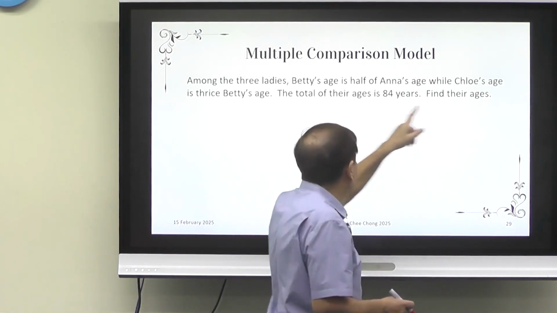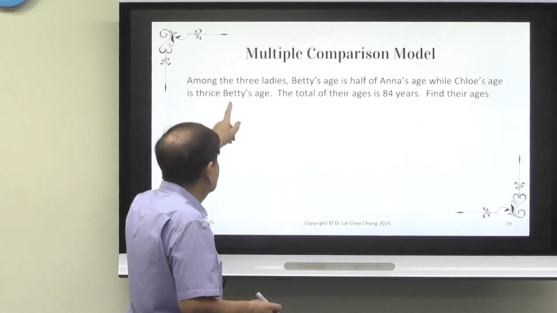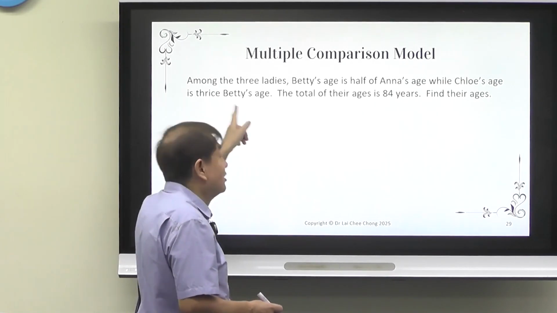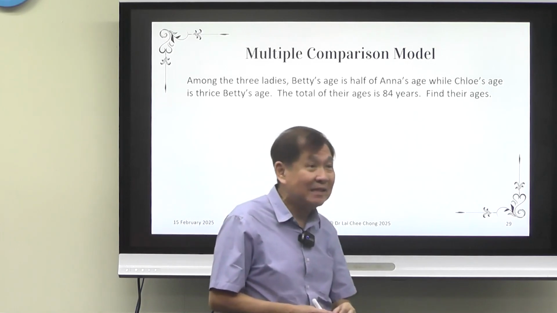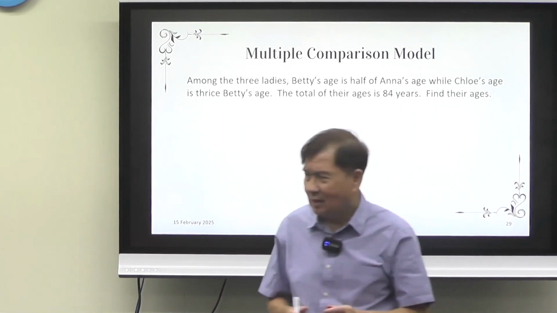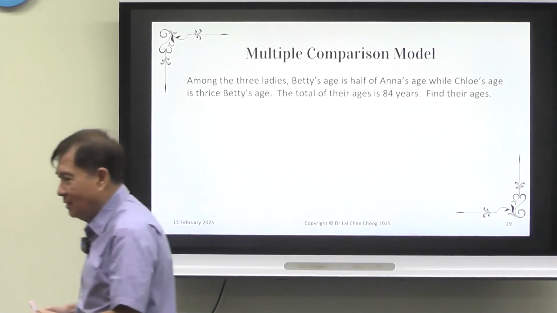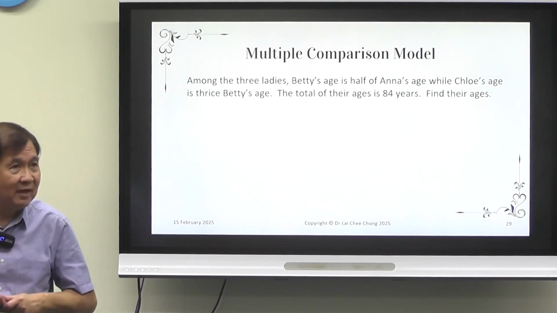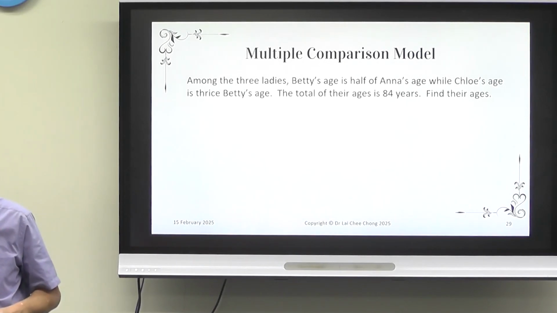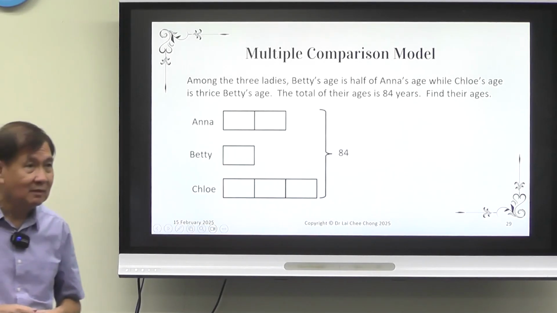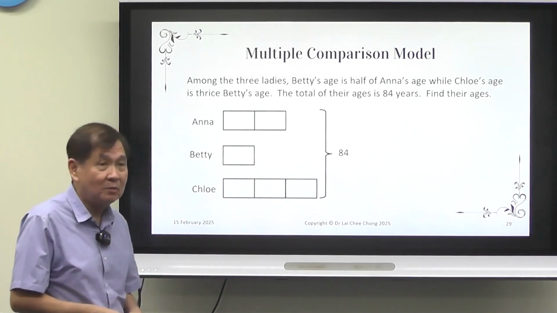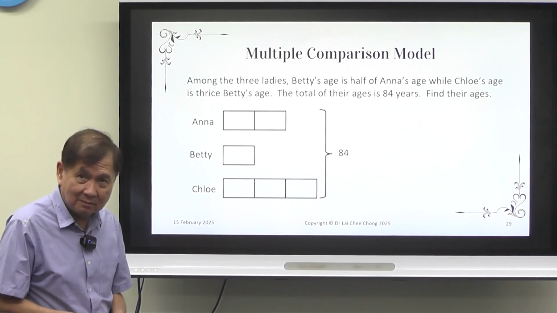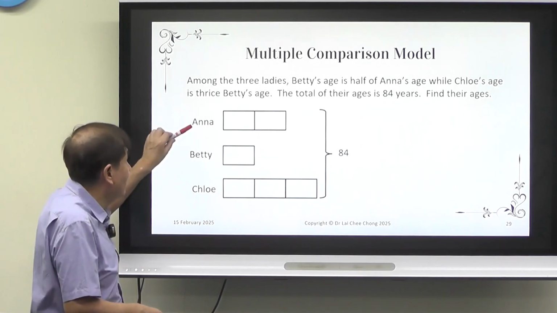So Chloe's age is what? 3 times Betty's age. So she's older. So who's the youngest? Betty is the youngest. Am I right? Okay. So maybe I should put Betty right in the middle. Fair enough? Let me see. Oh yes, true enough. Okay, I put it in the middle there. It's a lot easier for me to do the comparison, because now I have Betty compared with Anna. Anna's what?